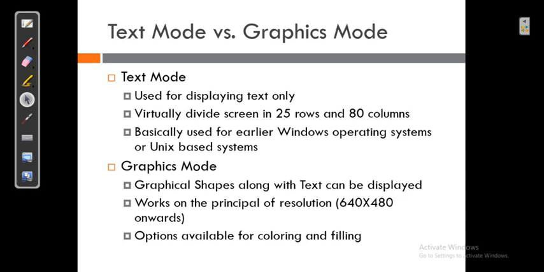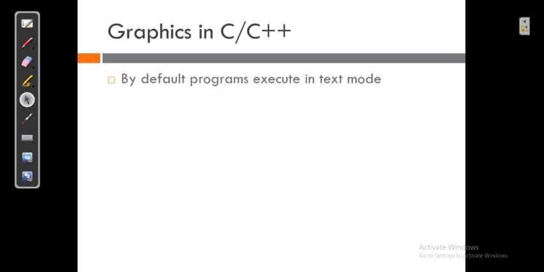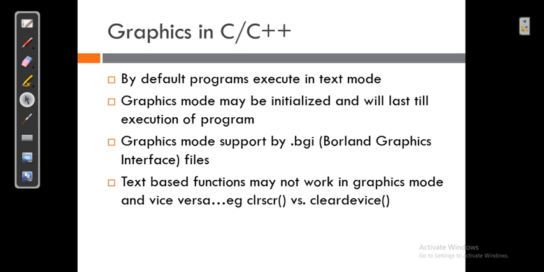So this graphics mode enables us to draw any shape, to draw single points. It also enables us to color the shapes, to fill color into the shapes. It also enables us to give some styles to our text. Now in C and C++, this graphics mode is enabled with the help of Borland graphics interface files. We call them BGI files, Borland Graphics Interface, designed by Borland.